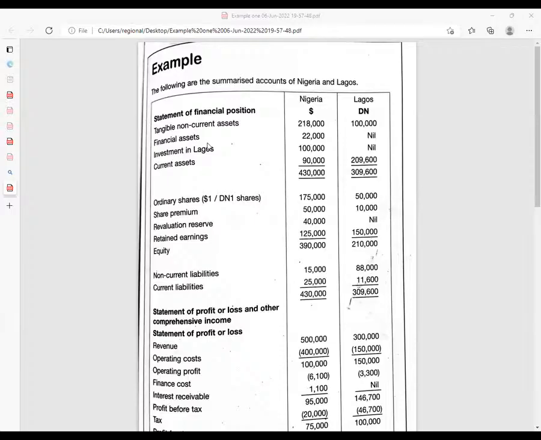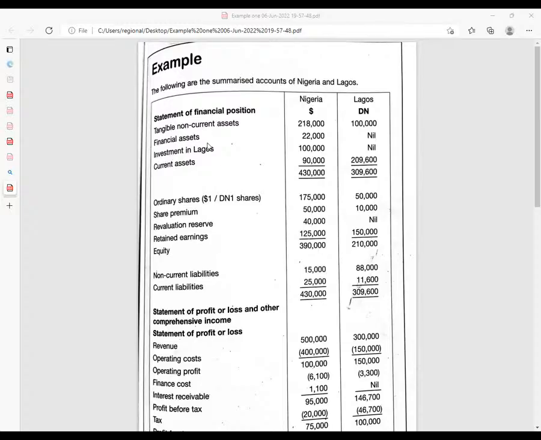So I'll mention there, the name of the company is Nigeria Group. The Nigeria Group statement of financial position. Then copy those items from top to bottom. You start with tangible non-current assets. So I write tangible non-current assets, right?